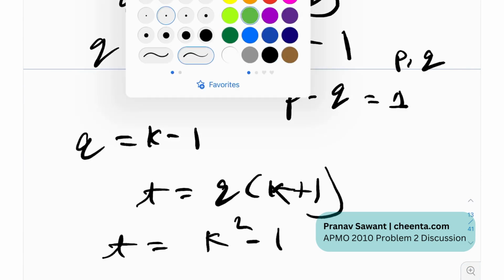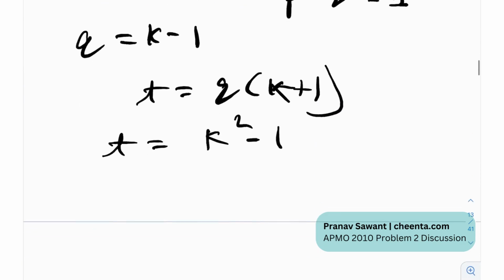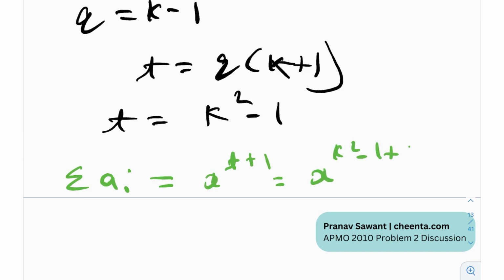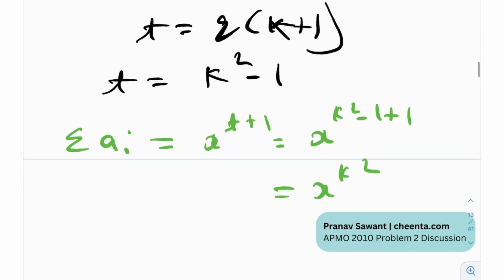And that's great because we are almost at the end of the solution. Now that we have the value of t, what was sigma ai? Sigma ai was x raised to the power t plus 1, which becomes x raised to the power k squared minus 1 plus 1, which becomes x raised to the power k squared. And sigma ai can then be written as (x raised to the power k) whole raised to the power k. So it's a perfect kth power, which is what we had to prove.